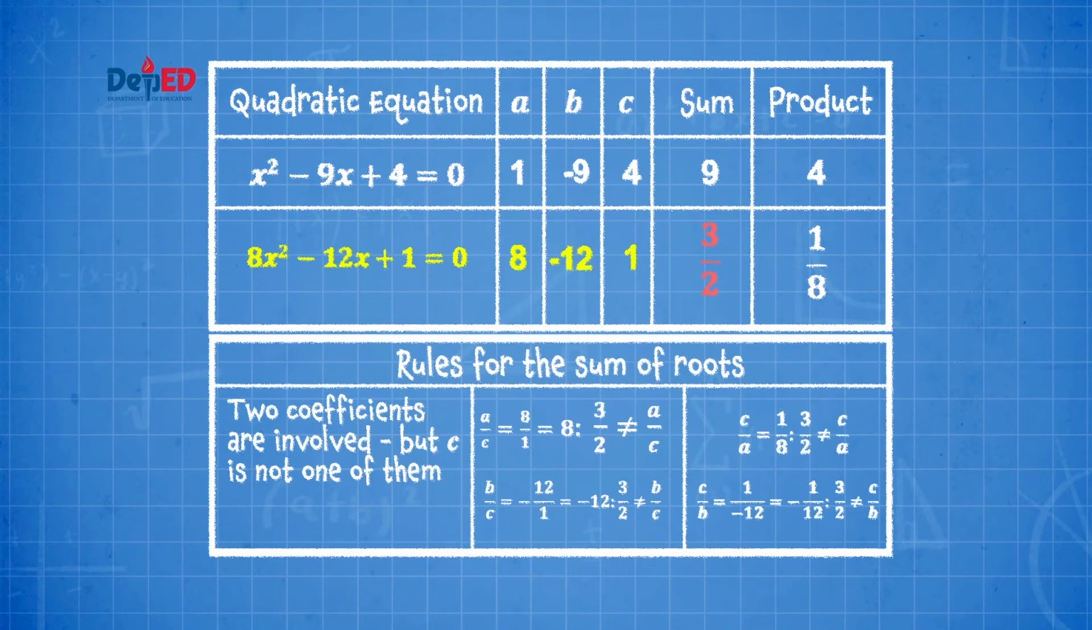Looking into the coefficients of the equation 8x squared minus 12x plus 1 equals 0, definitely the sum of its roots is not equal to a coefficient divided by c, since dividing by c will yield an integer, whereas the sum of the roots of the equation is not an integer. It can neither be c divided by another coefficient, since c in the equation is 1. The sum is an improper fraction, not a proper fraction.